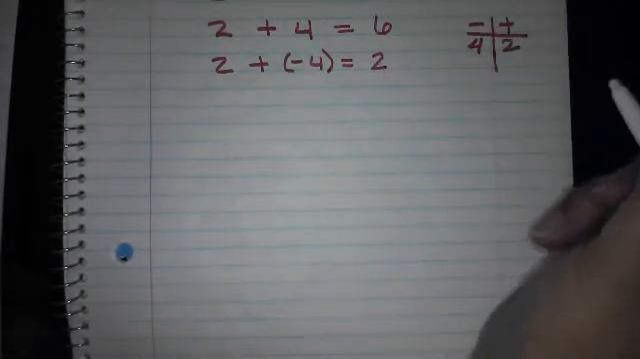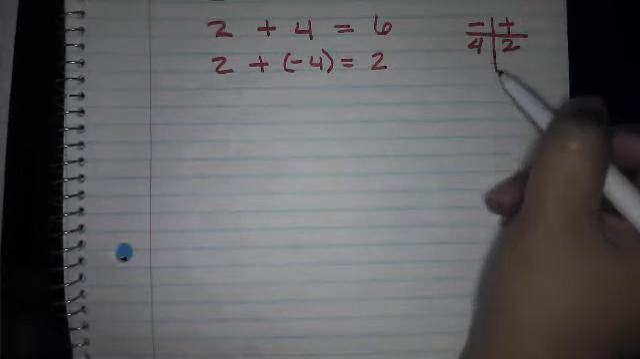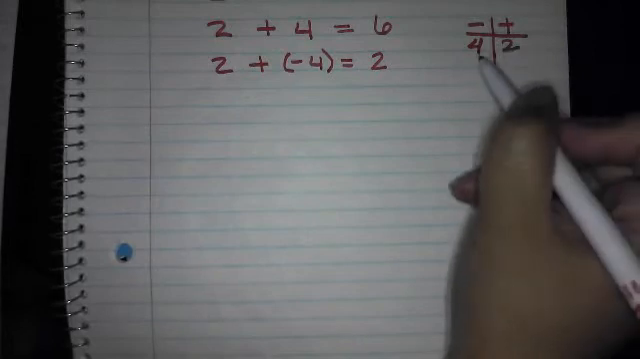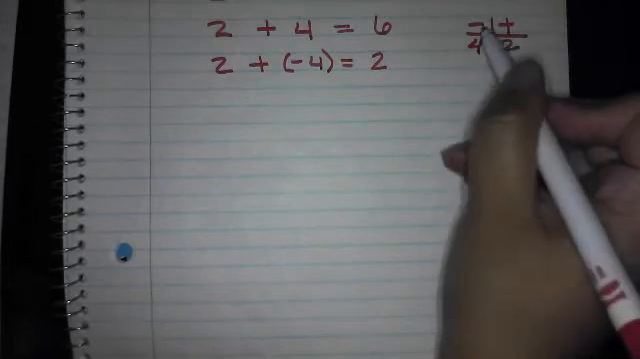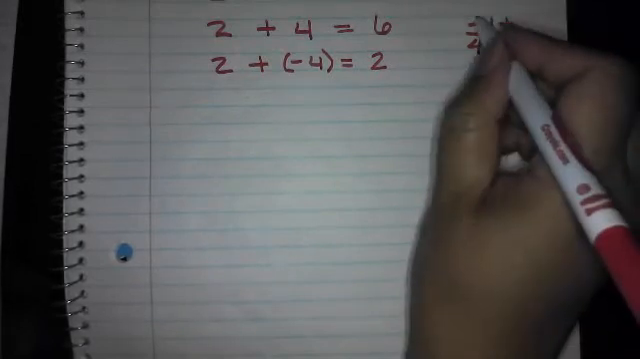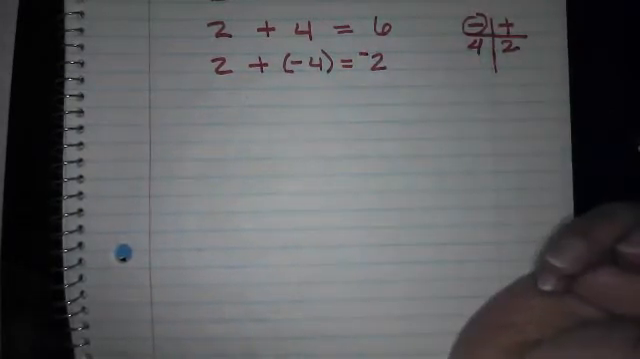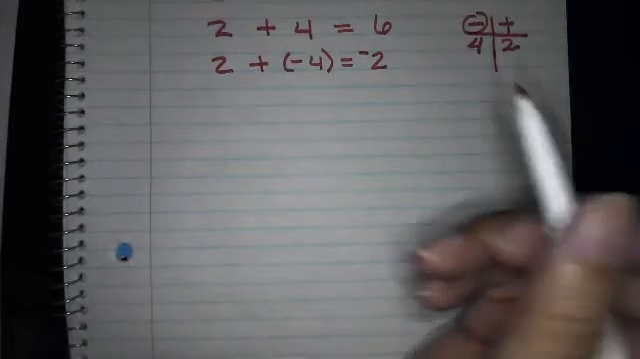And you keep the sign of the number that has the greatest absolute value. So ask yourself, do you have more positive or do you have more negative? Since we have more negatives, the answer is going to be negative. Negative 2 is your answer.